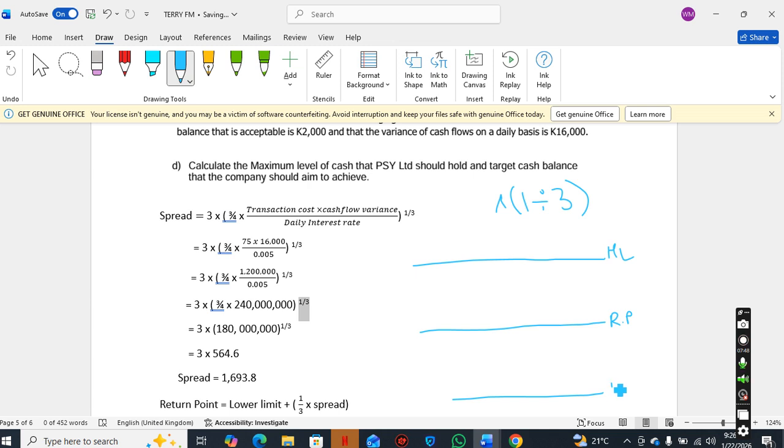Did you say 60,000, sir? As a final answer? No. No, just here in the brackets, without the 3 outside the brackets. You're supposed to get 564.6 once you've done this whole tabulation here. Okay, I just ended here. Let me continue.